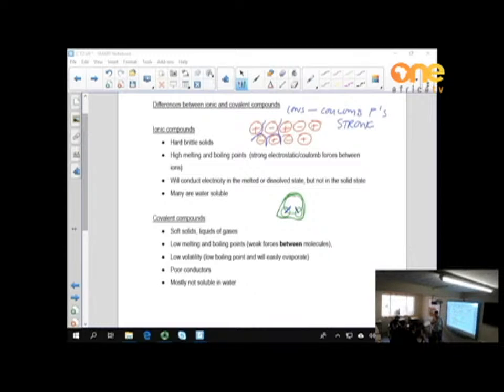It's a chemical bond. But if I have 2 water molecules, what forces exist there? Those are weak. Van der Waals forces. All right. Between molecules, we have weak forces. Between ions, we have the ionic bond. It's a chemical bond. It's strong.